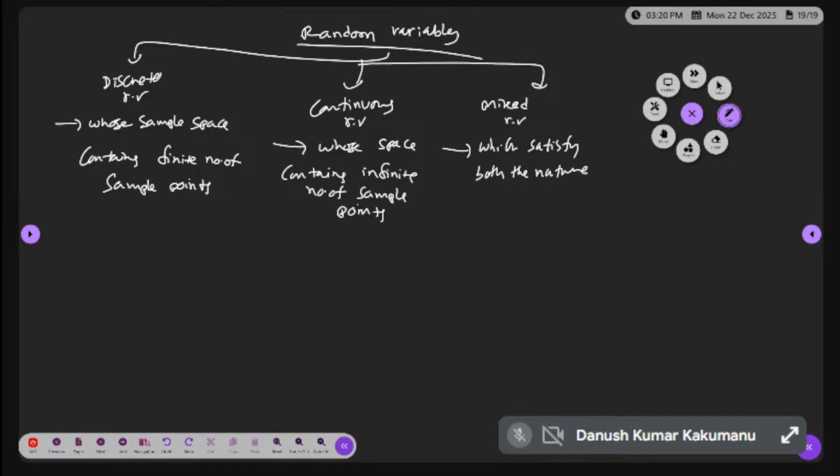Our classroom is a mixed random variable. How is our classroom a mixed random variable? You are all students. What is the nature of the number of students, discrete or continuous? Countable or not countable? Discrete, countable. Our subject discussion is there. I am discussing the subject of which topic? Probability. This is a continuation process. Is it clear?